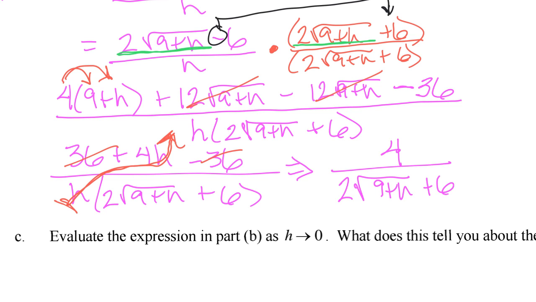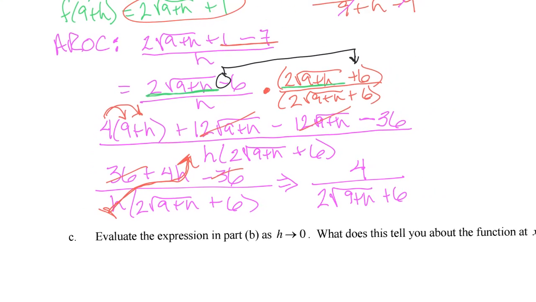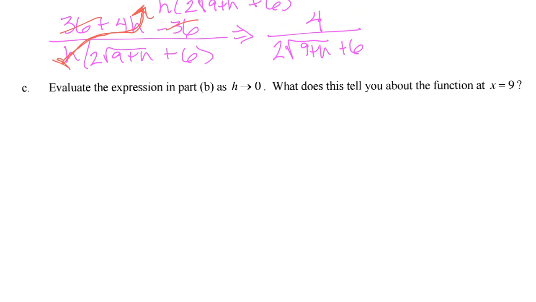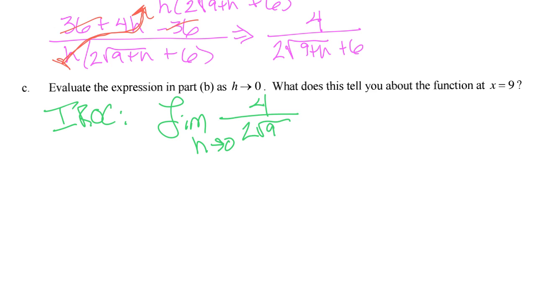So let's go to part C. Part C asks us to evaluate the expression that we just found. In other words, let's find IROC. Let's find our instantaneous rate of change. It's going to be the limit as h approaches 0 of 4 over 2 times the square root of 9 plus 0 plus 6. Once again, you need to show us this work on the test. Okay, so evaluating that, we end up with 4 over 2 times the square root of 9, which is 2 times 3, which is 6. 6 plus 6 is 12.